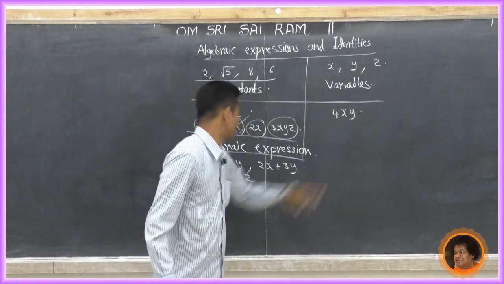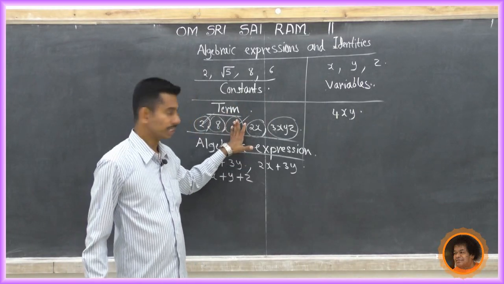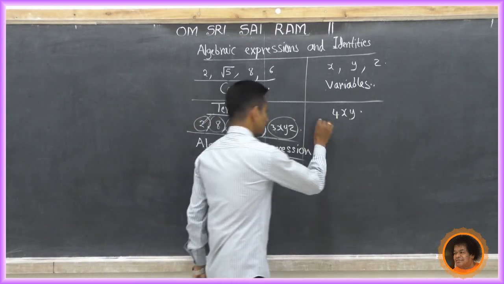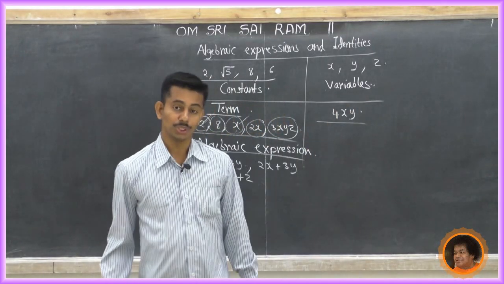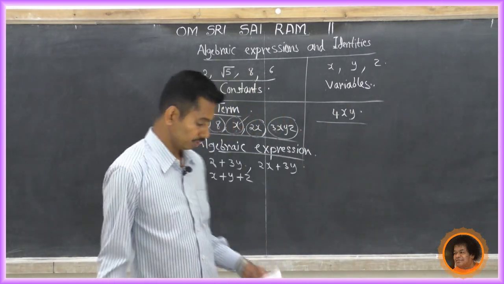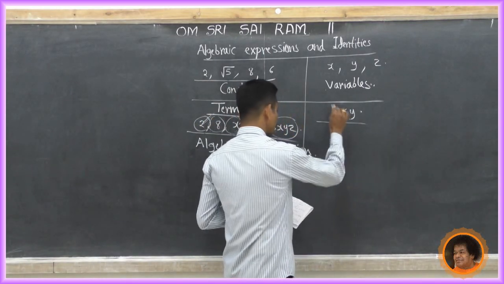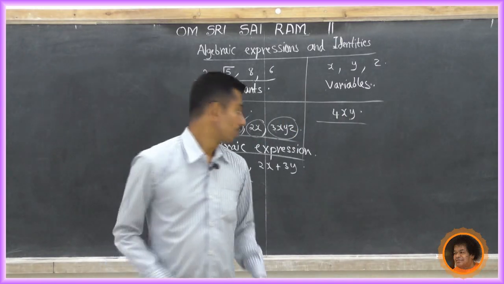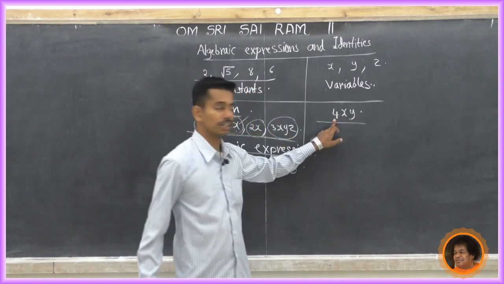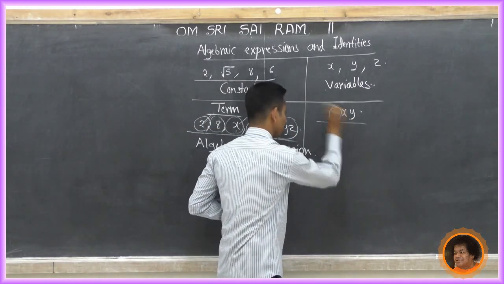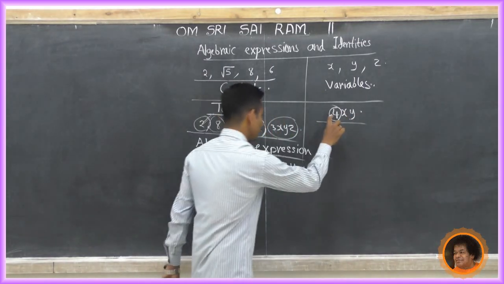Now this 4xy is a term. It is also named as algebraic expression. In that, tell me, which one is called the numeric coefficient? Numeric means number. Which one is the number here?